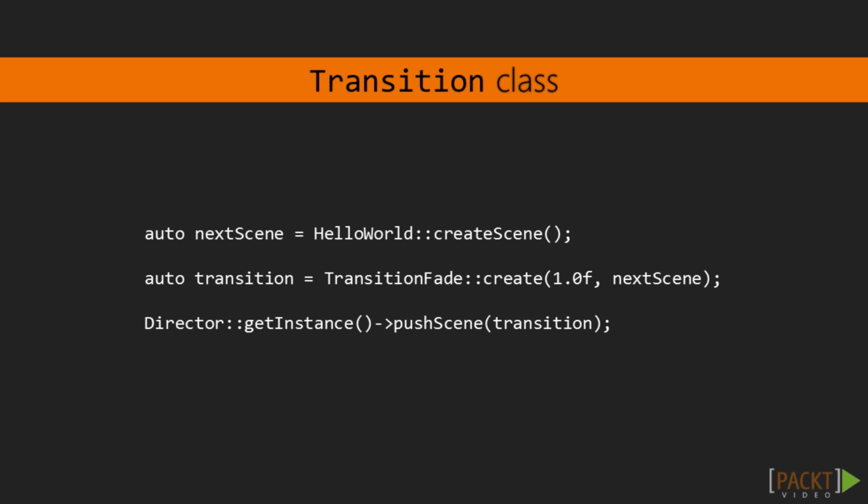It can be used when a scene was pushed. How does this work? Firstly, you need to create the next scene object. Then you need to create a transition object with a set duration and an incoming scene object. Lastly, you need to run replace scene or push scene with the transition object. This example sets the duration for the transition scene and the fade action as 1 second.